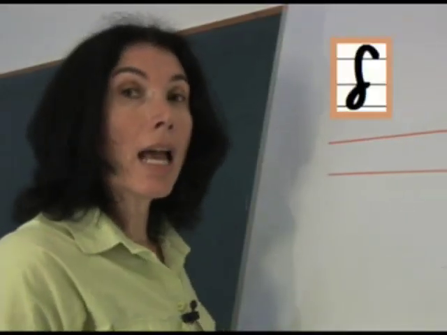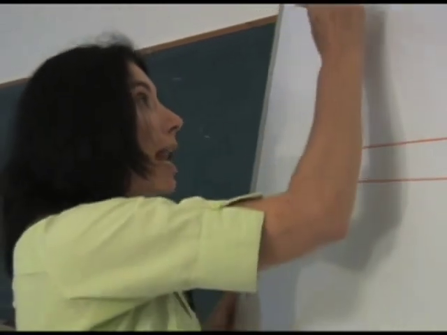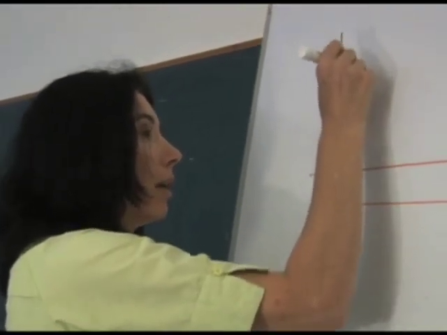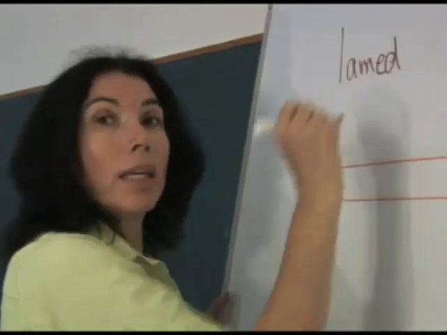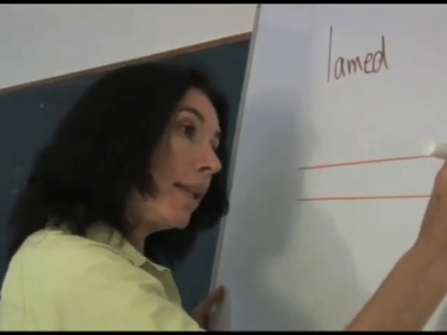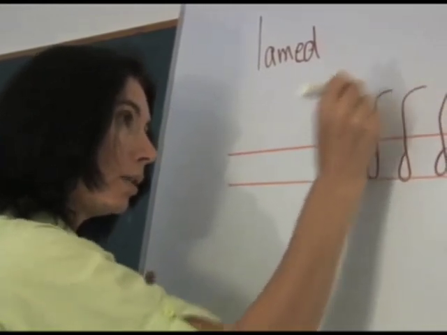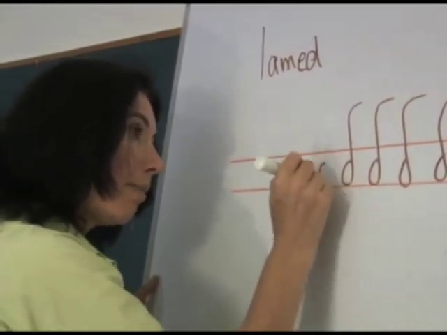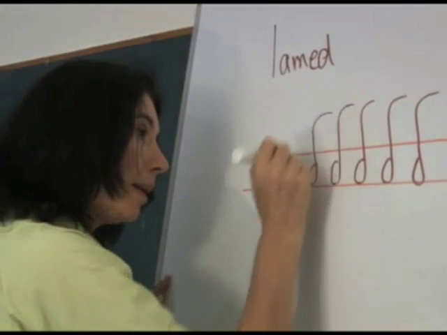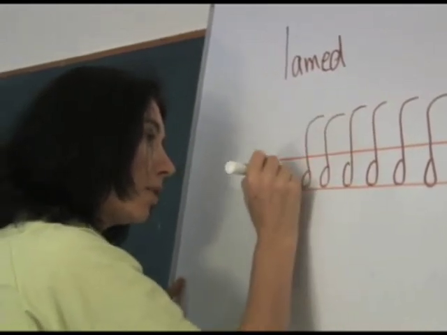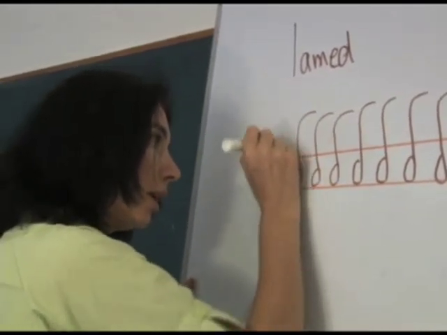Next letter is Lamed. Lamed is a tall one. It's the giraffe one. One continuous flow. High, above the line. A circle and a line.